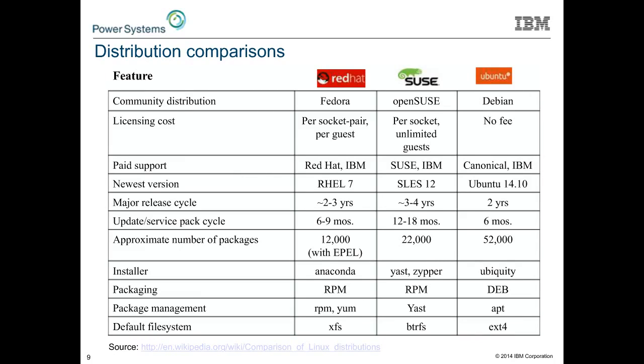Now, I didn't list on this particular page what the enterprise distributions are, but of course, for Red Hat, that is RHEL, Red Hat Enterprise Linux. For SUSE, that's SLES, and for Canonical, that's their Ubuntu Server release.